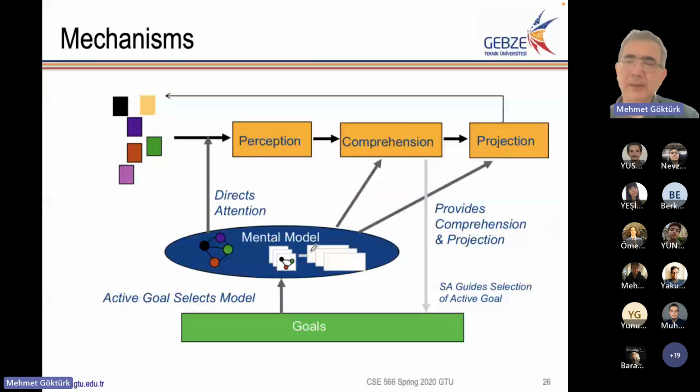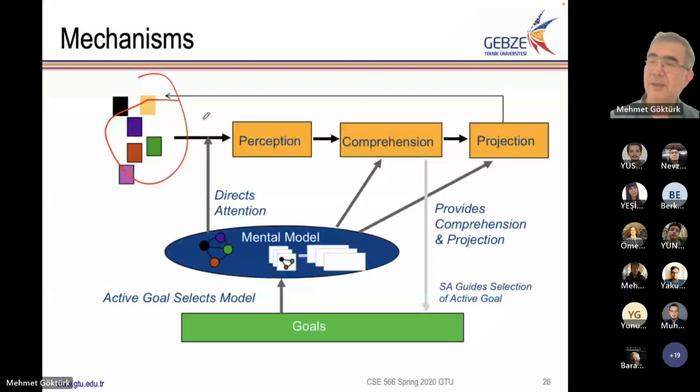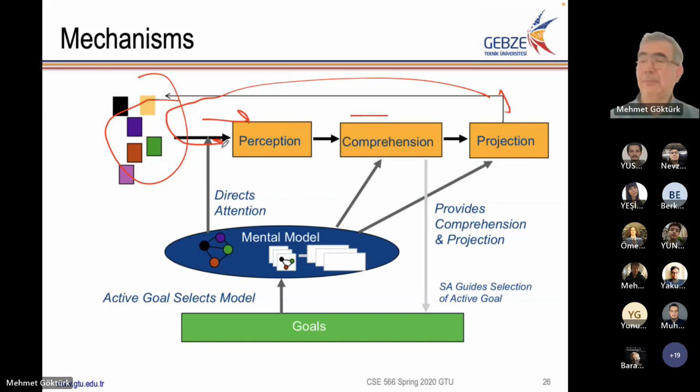So this is the future version of the same thing. First, the environment is perceived through the interface, and you understand it, then you make the projection and make your decision, change, and project again. Based on your mental model, these all are affected.